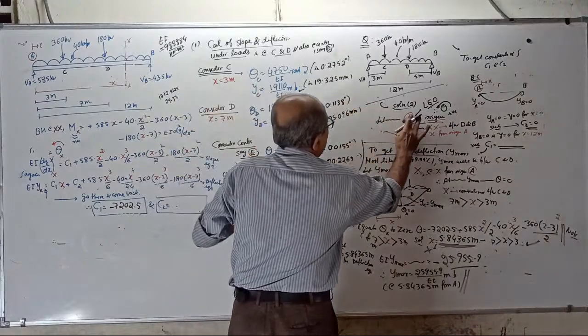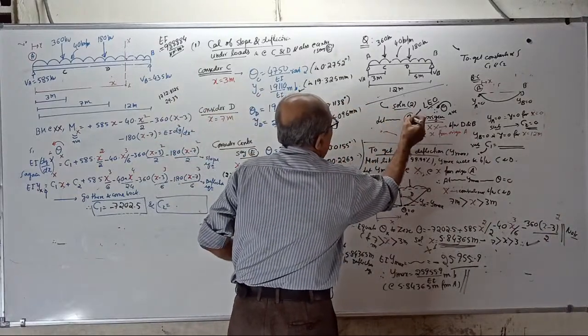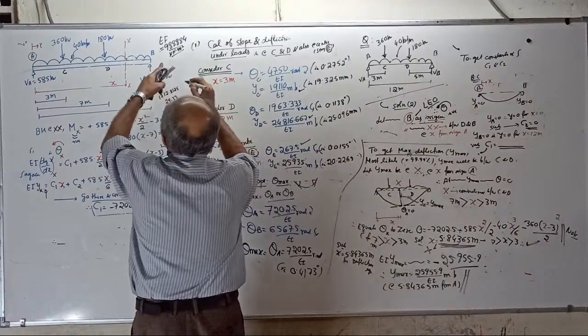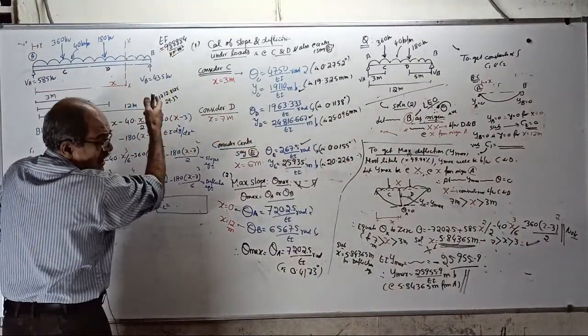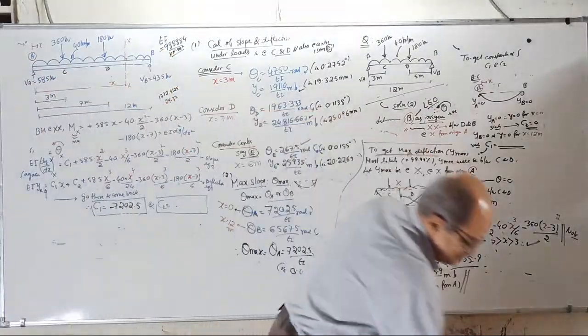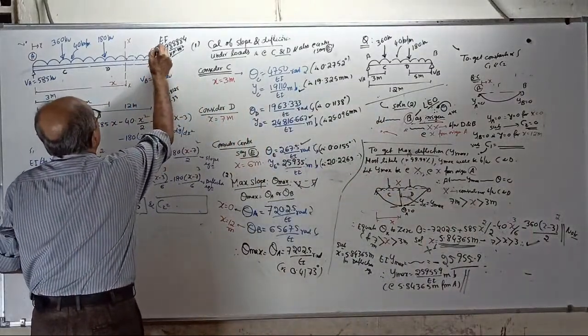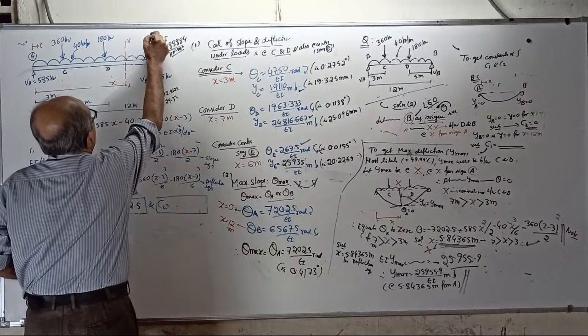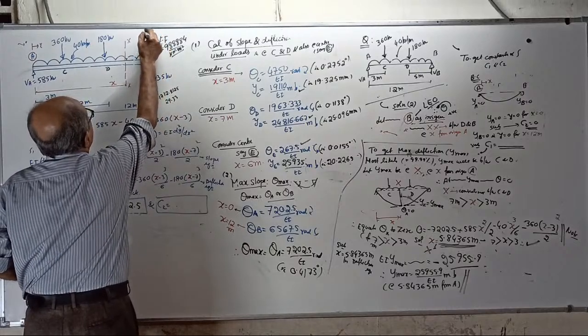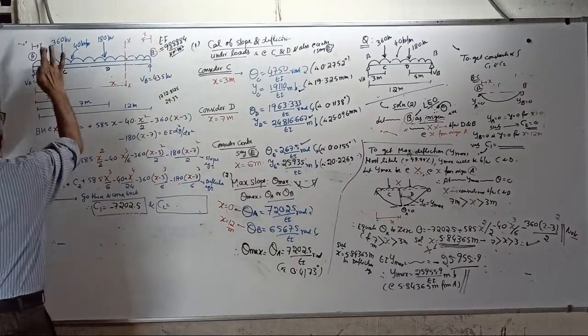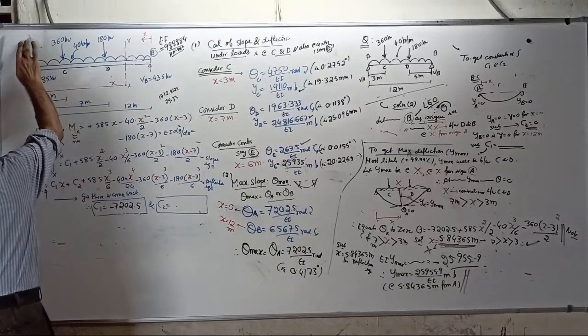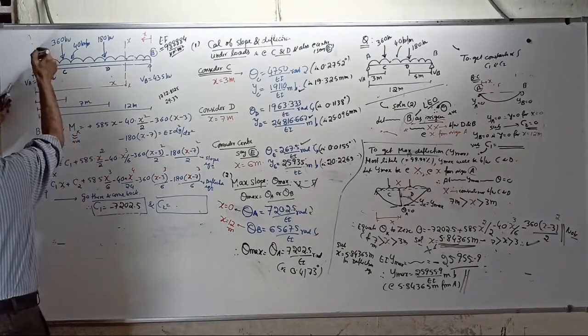Okay, see. Let us consider B as origin. See now. Take B origin. I will come back here. B origin. X will go this way. Then this will go. This will be ordinary point A.